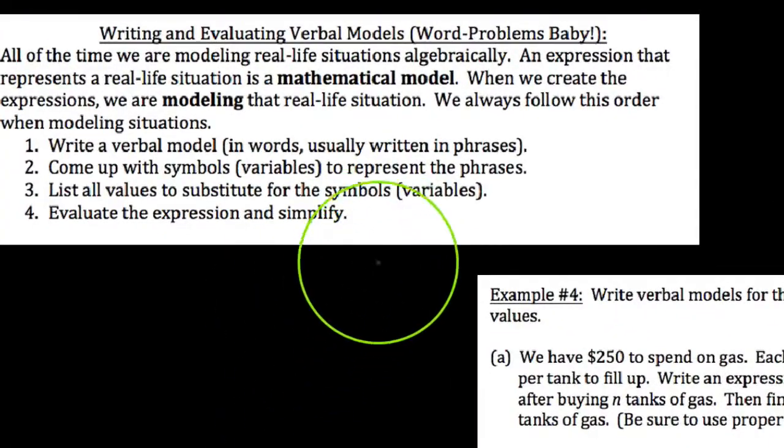In my last couple of videos we've been discussing both numerical and variable expressions, and the reason behind all this is so that we can get into some real life application situations where we can write verbal models, okay? And this is what everybody knows as the dreaded word problem, okay?